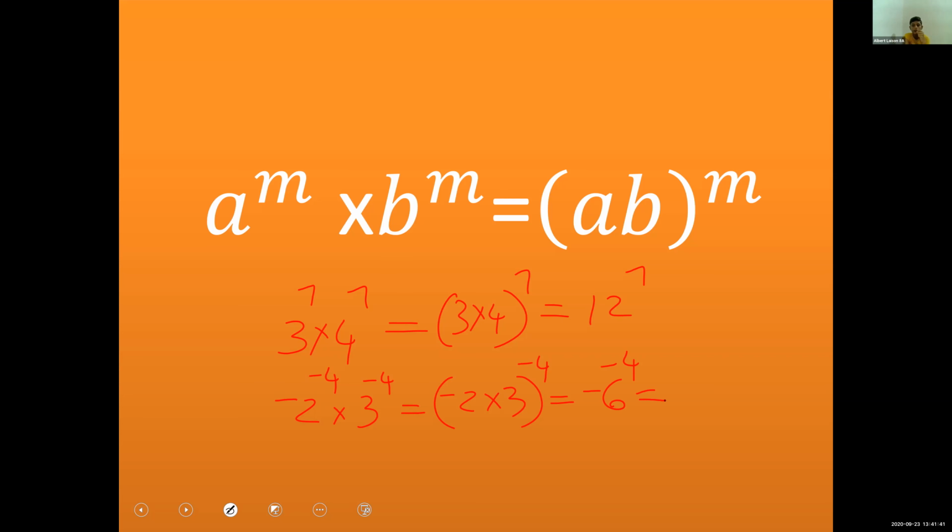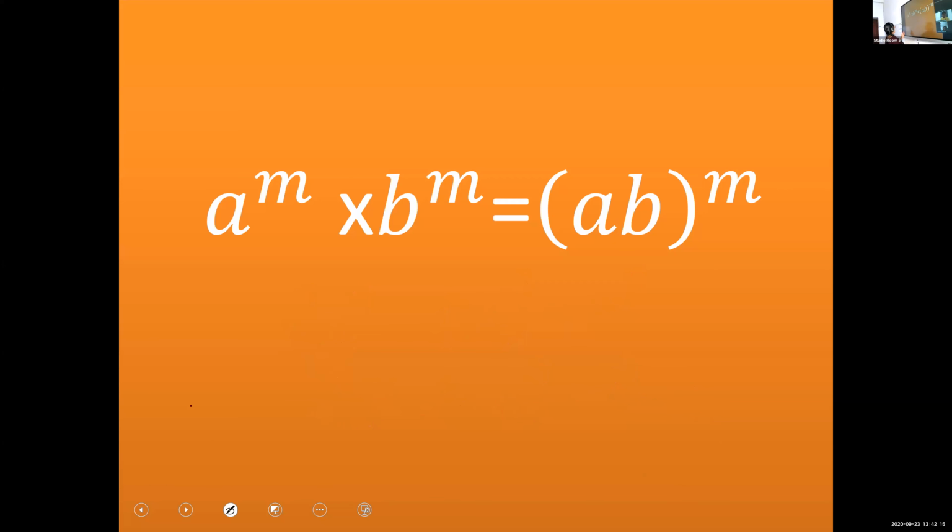Negative 6 raised to negative 4 is equal to, think. 1 by negative 6 raised to 4, or we can write it as negative 1 by 6, the whole raised to 4. Okay.